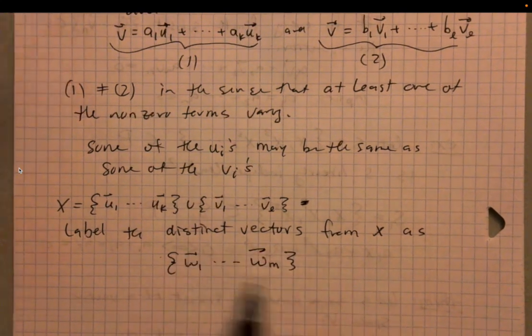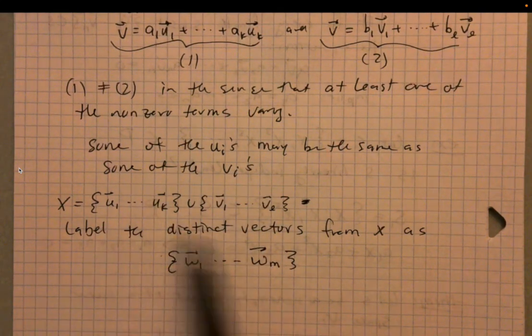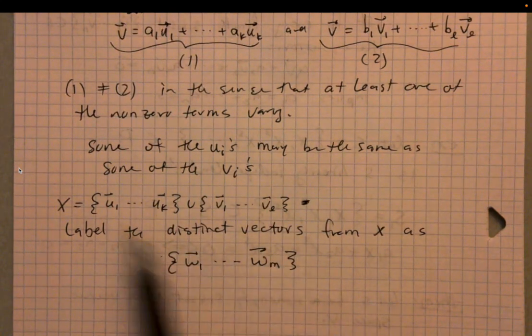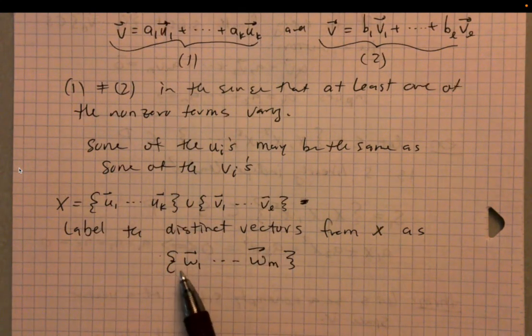There are no more W's than there are U's and V's, so some of these are going to be dupes. We just threw out the dupes, so all of these are different now. All the W's are taken out of X, and they're all distinct. We got rid of all the duplicates from U1 through UK and V1 through VL, and we've just relabeled them as W1 through WM.